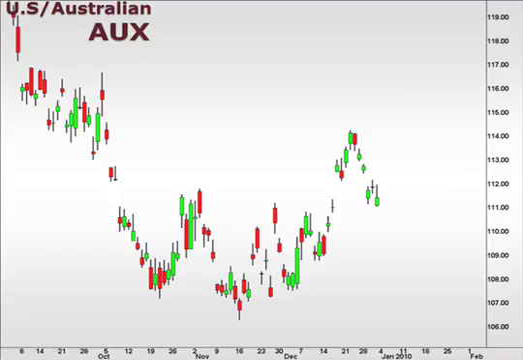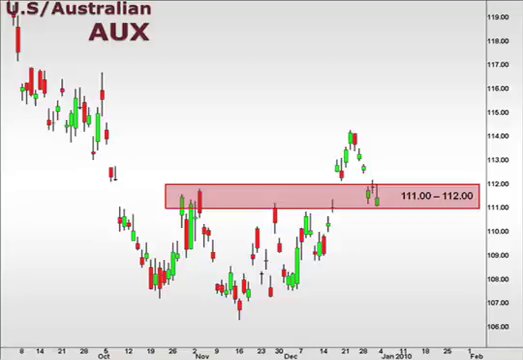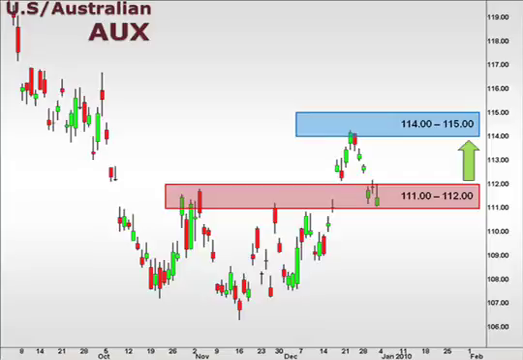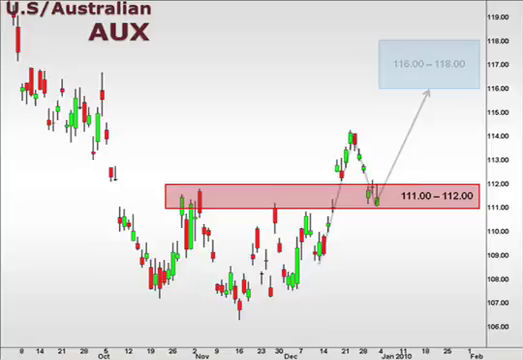The AUX, the US versus the Australian dollar, hit our 114, 115 target before reversing to test the 111, 112 focal zone for support. A deeper retracement could result in a test of 109, 110. Consolidation within the current pair value range opens the window for a retest of the 114, 115 box with an extended move likely to test the 116 to 118 range.